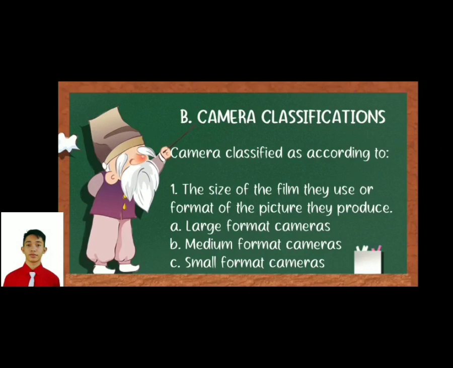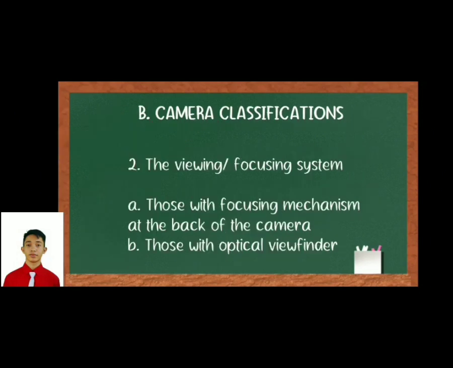The last one is the small format cameras. Small format cameras, also known as 35mm cameras, use film or digital sensors with smaller dimensions compared to medium and large format cameras. The standard film size is 35mm wide, hence the name. Small format cameras are compact, versatile, and widely used for various types of photography, including street photography, photojournalism, and everyday snapshots.